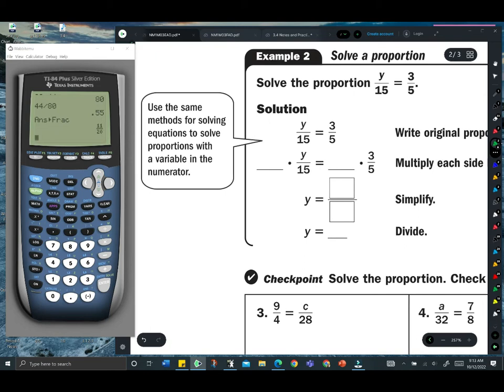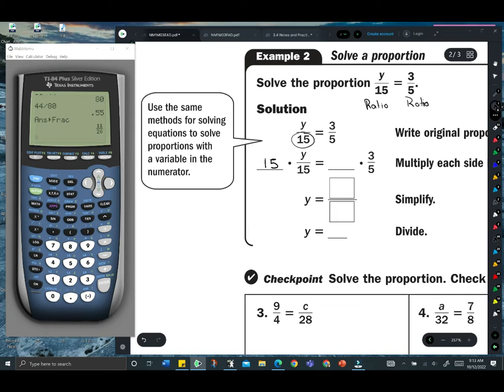So the next example is solving a proportion, and proportions essentially are just two ratios equal to one another. So we have a ratio equal to another ratio. It's big in cooking and some other events as well. So we basically set the ratio up. Now we want to get rid of the denominator. So simply we are going to multiply by that denominator. So we're just going to multiply by 15.